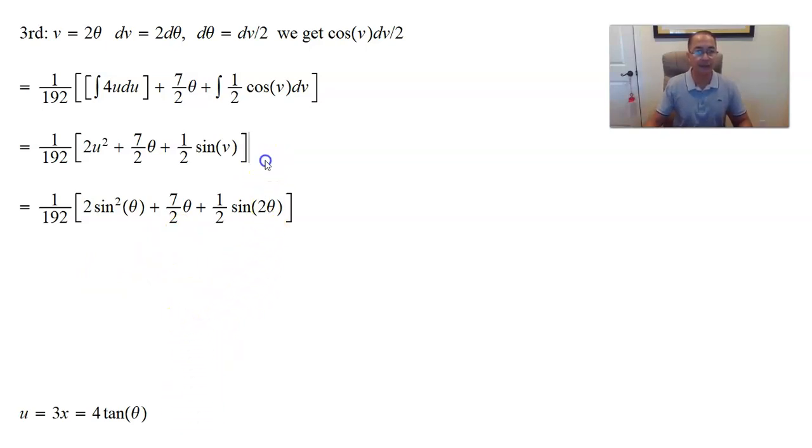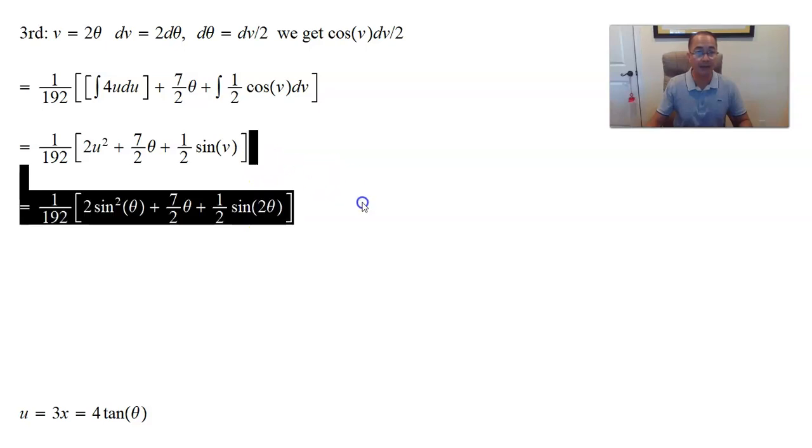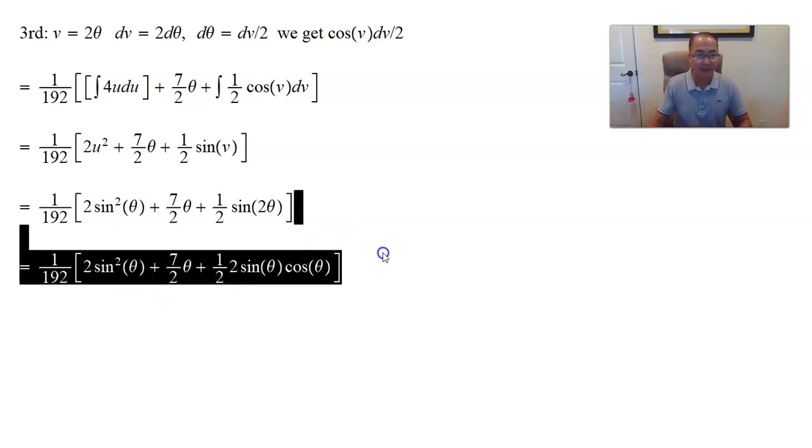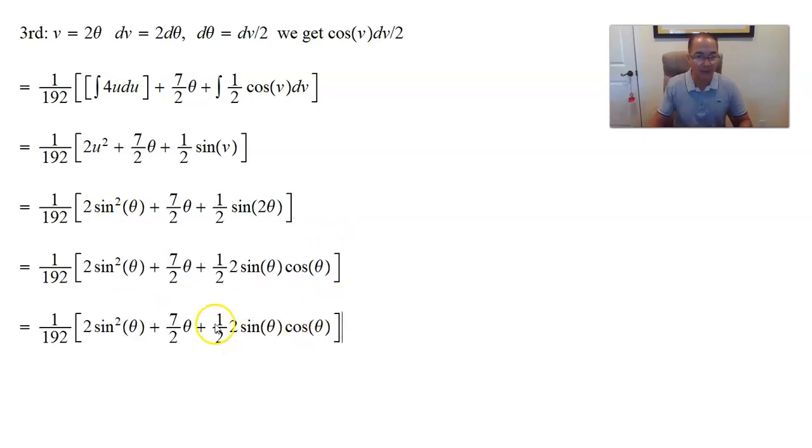We're just going to do one more step, because we have a double angle here. Let's use the double angle identity. Sine 2 theta, I hope you remember, is 2 sine theta cosine theta. You might be tempted, by the way, to do a power reduction here. You don't need it. We already integrated. So this simplifies to just sine theta cosine theta.